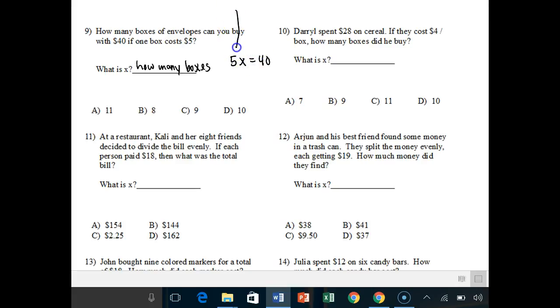Remember that this right here means multiplication. So to undo multiplication, we don't add to both sides, we divide. The inverse operation of multiplication is division. So we're going to divide, and I get X is equal to 8. That makes sense. I can buy 8 boxes of envelopes if one box costs $5, because 8 times 5 would give me 40. It's a good way to check your answer.